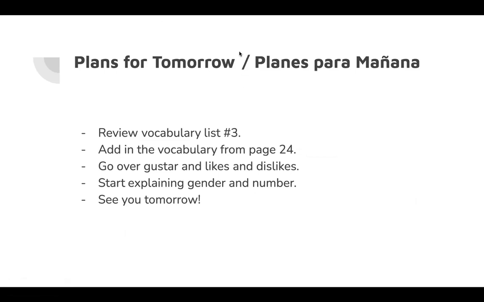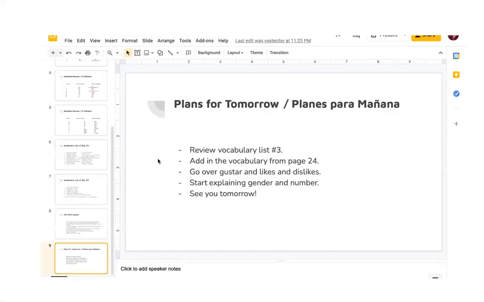What we're going to do tomorrow is I'll review the vocabulary list that I went over today since that was pretty many words. I'll add in the vocabulary from page 24. We'll go over gustar and the likes and dislikes, like I said we would. And I'll start explaining gender and number. I won't explain that now because that takes a little while, but it's not hard. You'll get it right away. It's just kind of a lot to explain. So that was it for today.